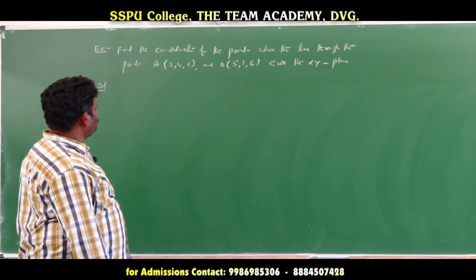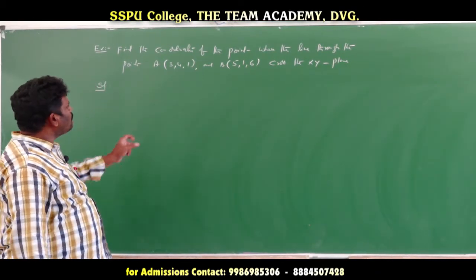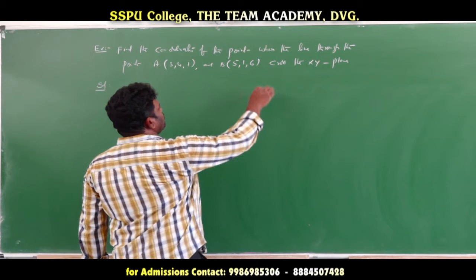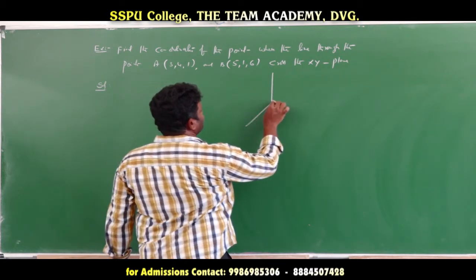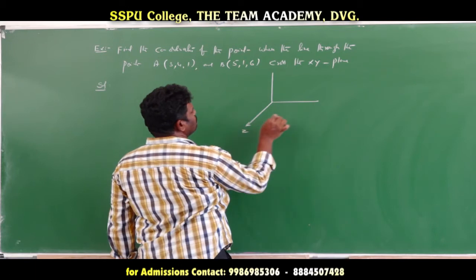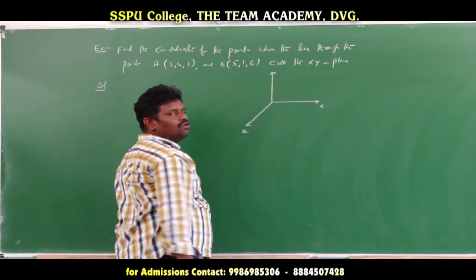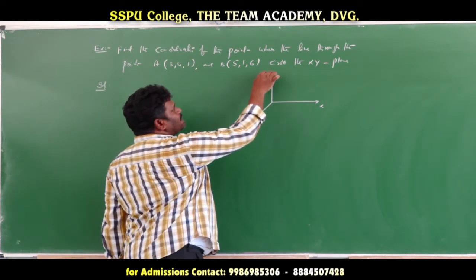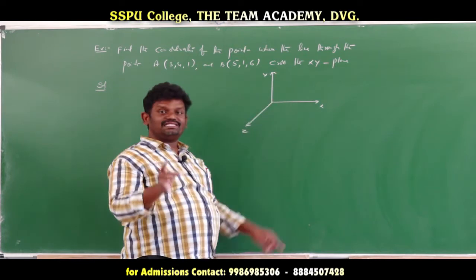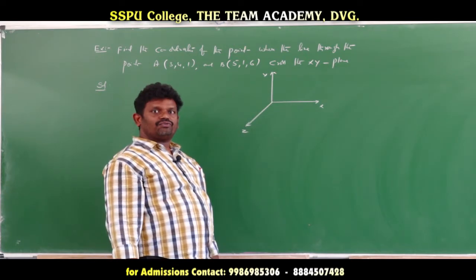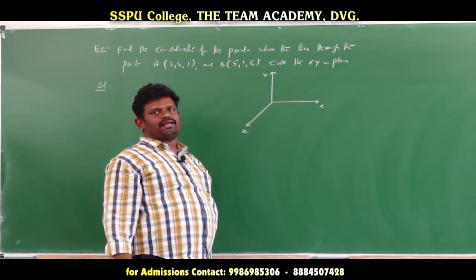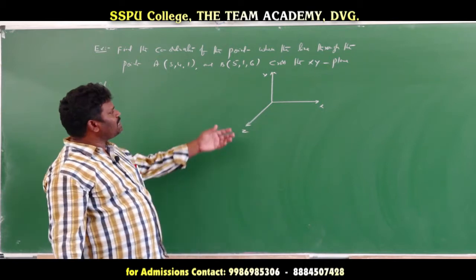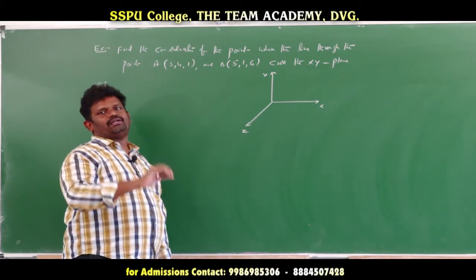Next example: find the coordinates of the point where the line through A and B crosses the xy plane. Suppose we take the z axis, the x axis and the y axis. When the line crosses the xy plane, which coordinate is 0? The z coordinate is 0. So first we find a point in the xy plane on the line, considering that the z coordinate is 0. Then we automatically get the required coordinates.